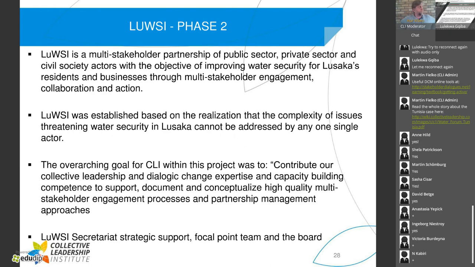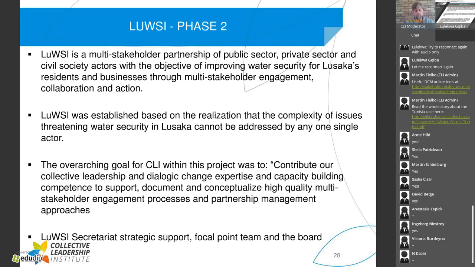So when CLI went into this partnership with IWASP and therefore with the LuWSI project, it was already at the beginning too. When we went there, there was already an extensive consultation process that had taken place, which we could then attribute to as the phase one of the DCM. So the overarching goal of CLI within this project was to contribute our expertise in collective leadership and also change expertise, and take the initiative from its beginning stages to where it could be in operation.